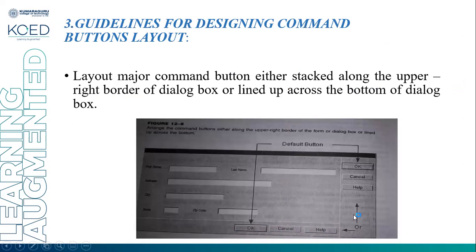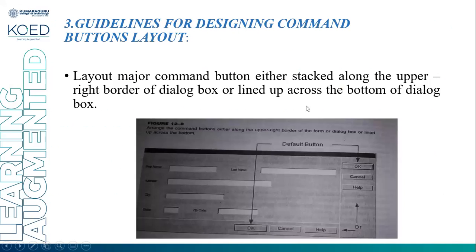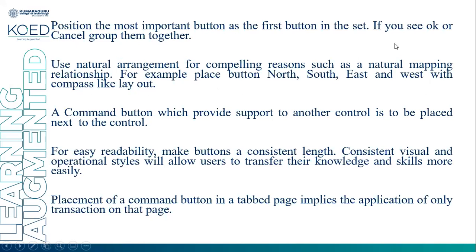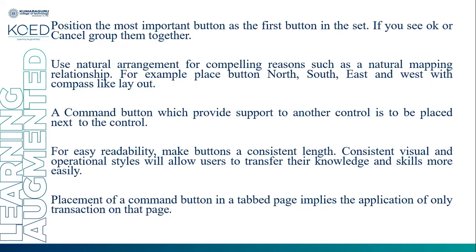So the command buttons should be in the upper right corner, placed vertically. OK, cancel, help, or it should be like this at the bottom of the particular window. OK, cancel or help. Position the most important button as the first button in the set. So OK is the most important button, which is placed as the first button in the set. If you have OK and cancel, you should group them together. OK should be in the same group.